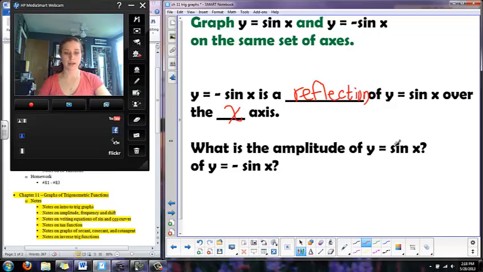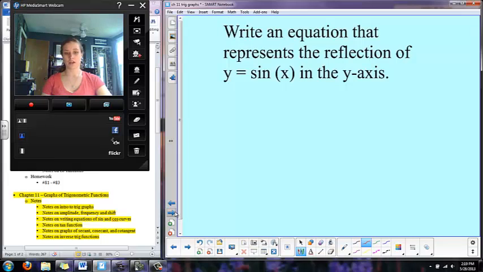Okay? Because what's the amplitude of both of those? Well, that has an amplitude of 1. That has an amplitude of 1 as well, because amplitude is the absolute value of that number out front. So the absolute value of 1 is the same thing as the absolute value of -1. Okay, so all it tells you is how high and how low the function goes.